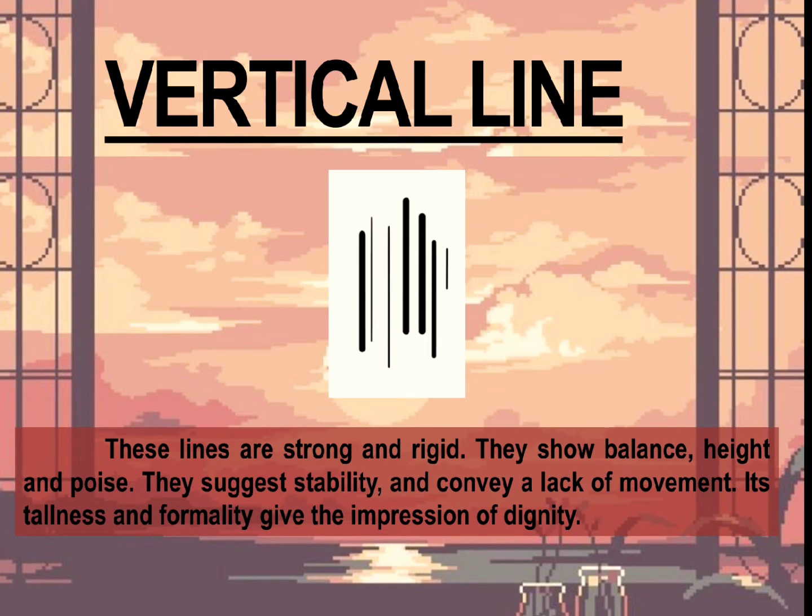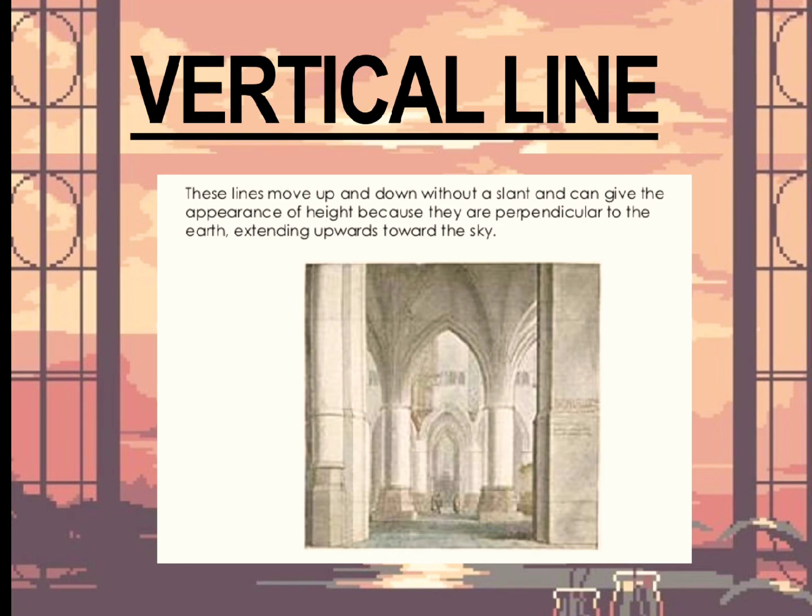Starting with vertical lines. These lines are strong and rigid. They show balance, height, and poise. They suggest stability and convey a lack of movement. Their tallness and formality give the impression of dignity. We can see in this painting that the vertical line gives off the appearance of height because they are perpendicular to the earth, extending upwards toward the sky.